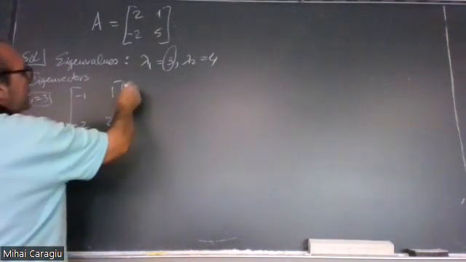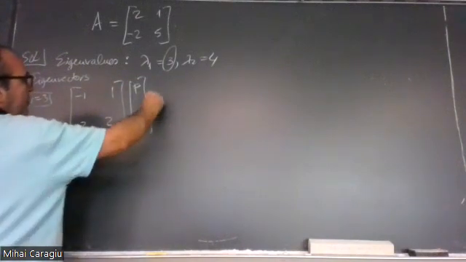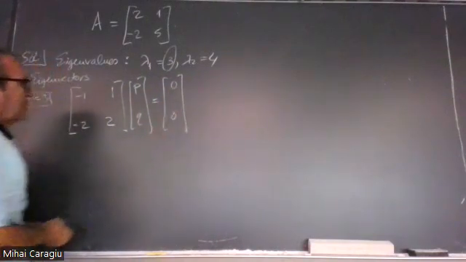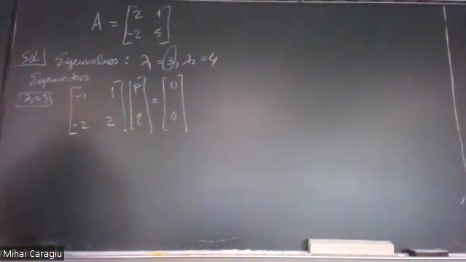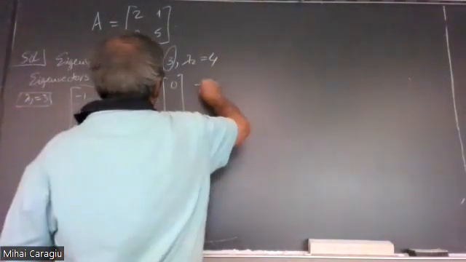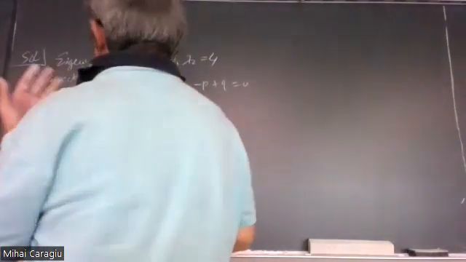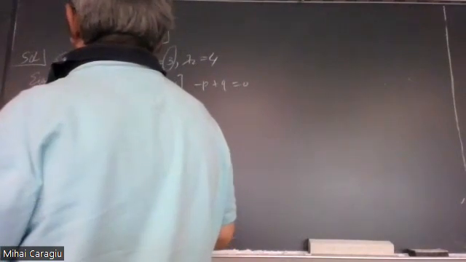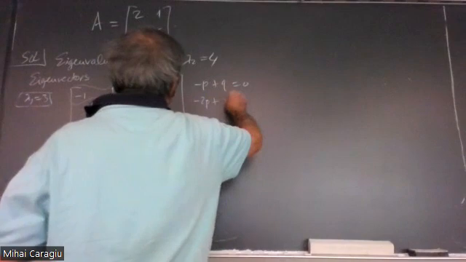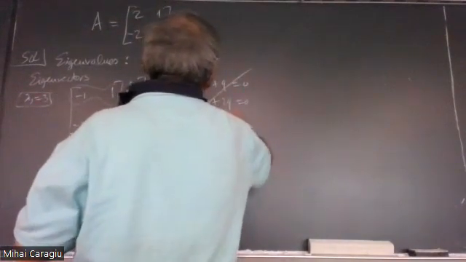I want to find the eigenvector. Let's call this eigenvector PQ. This times the eigenvector equals 0, 0. Now we have to solve this system and find a non-zero eigenvector. So this means what? First, minus P plus Q equals 0. And then the second one should be proportional with this one, the same. So minus 2P plus 2Q equals 0. So essentially, everything boils down to P equals Q.